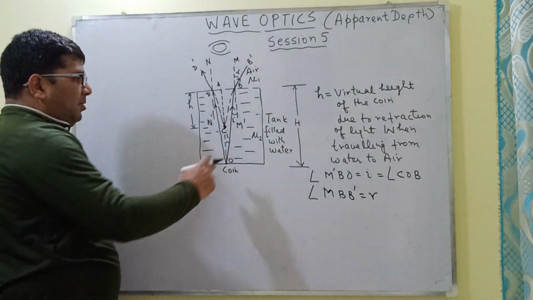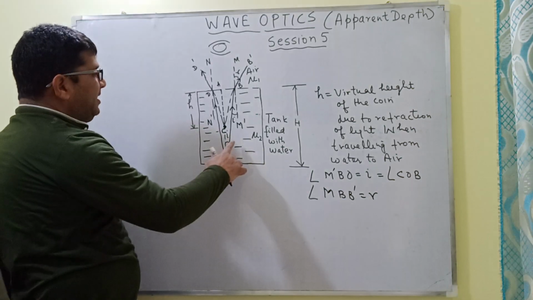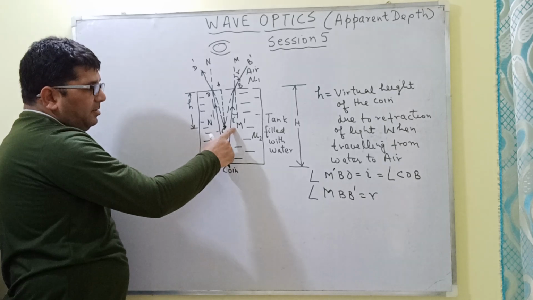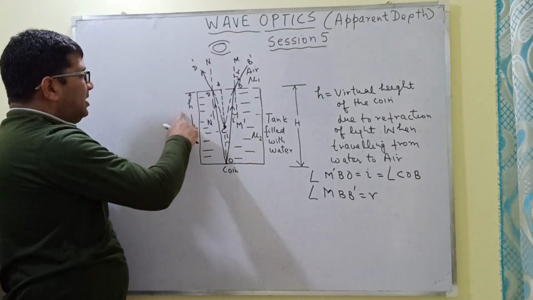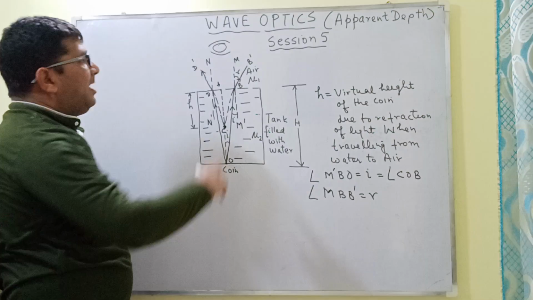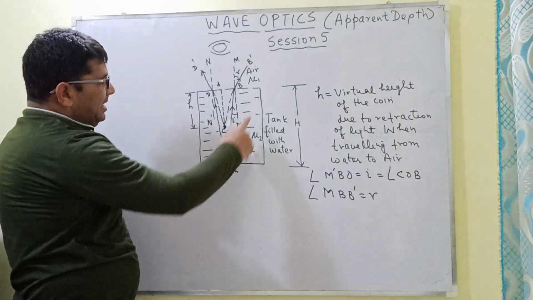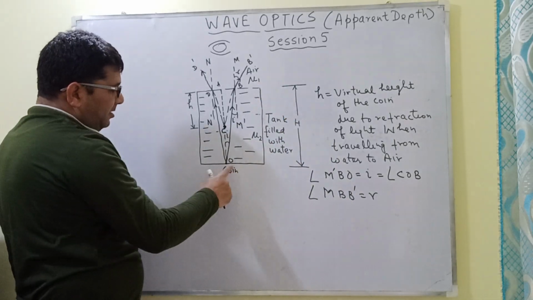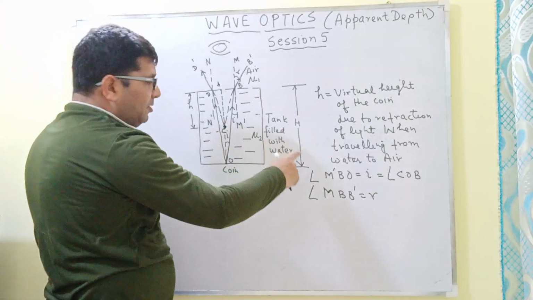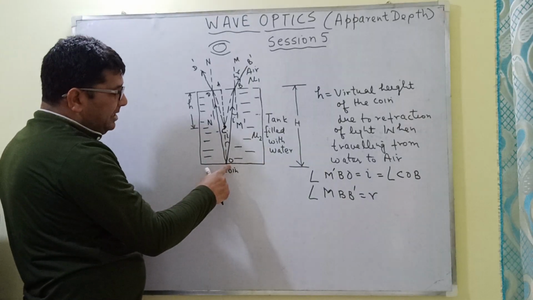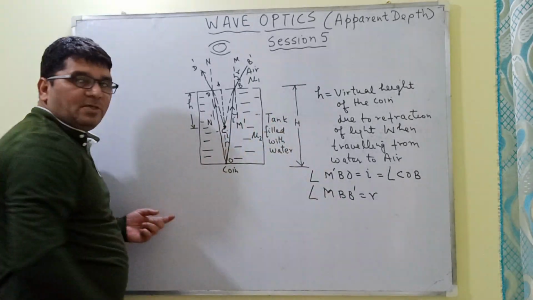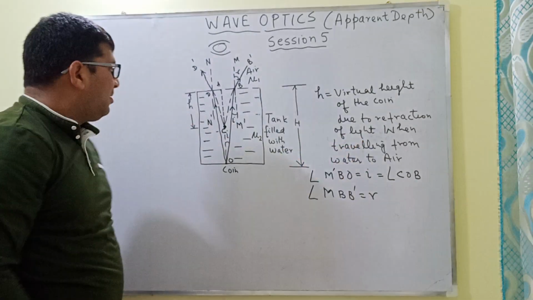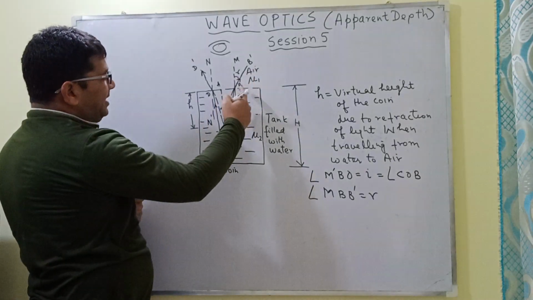So because of this refraction of light, the coin will be perceived at this height, which will be equal to h, and this is also called the apparent depth. The real depth is the depth of the tank, and which will be equal to H in this case. That is, the real depth of the coin is equal to H, and the virtual depth of the coin is equal to small h because of the refraction of light.